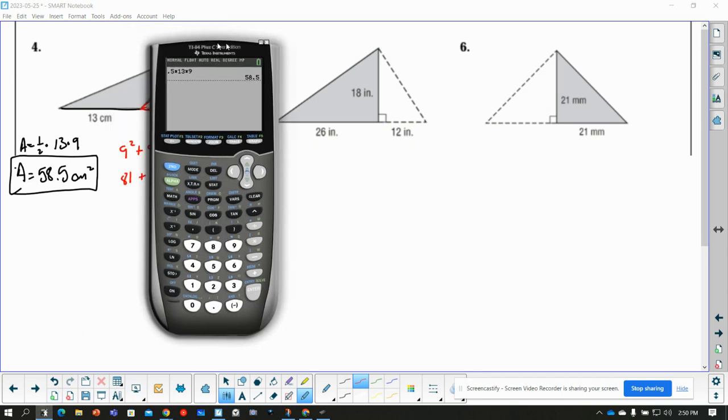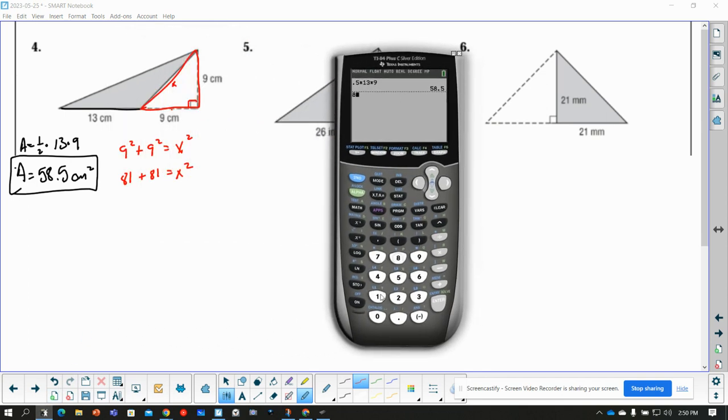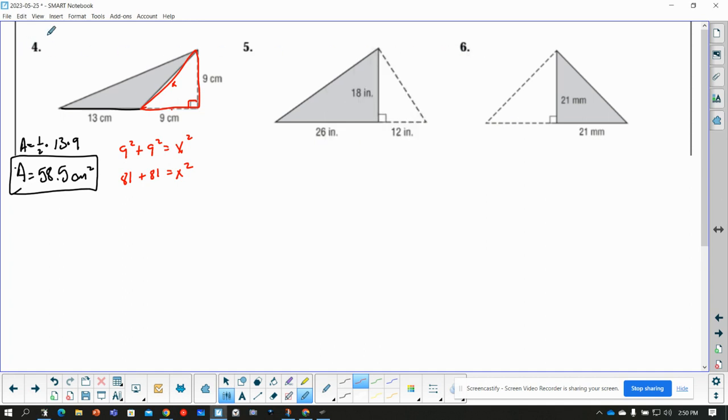So let's pull up our calculator to make sure. 81 plus 81, 162, and then we'll take the square root of 162, and enter. 12.72, so 12.7. All right, so 12.7 is my x. I added this together and took the square root. So this side right here is 12.7.